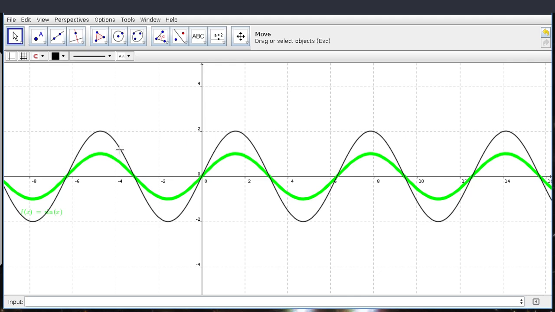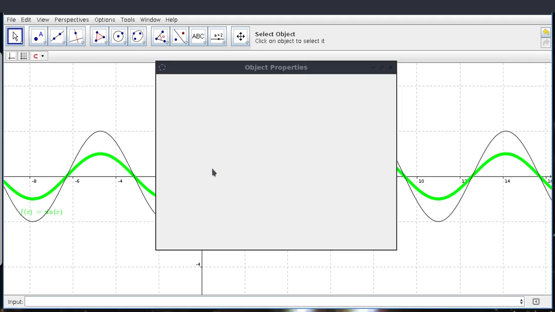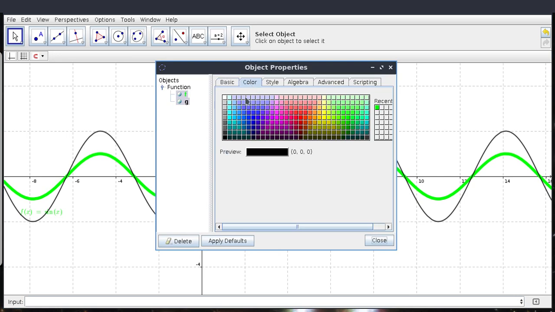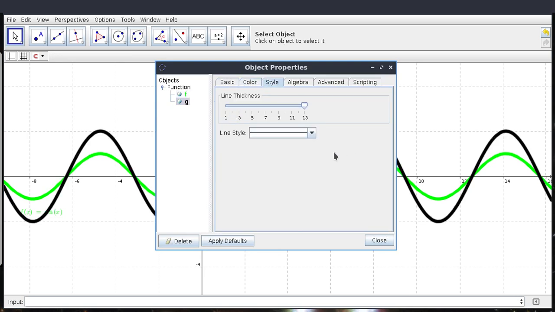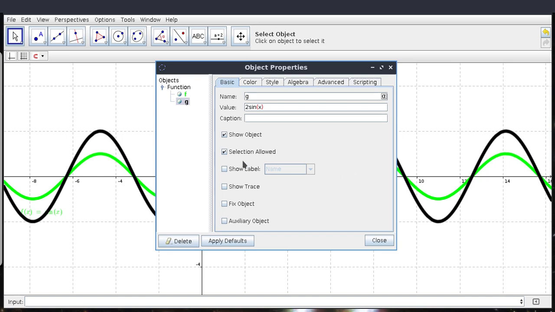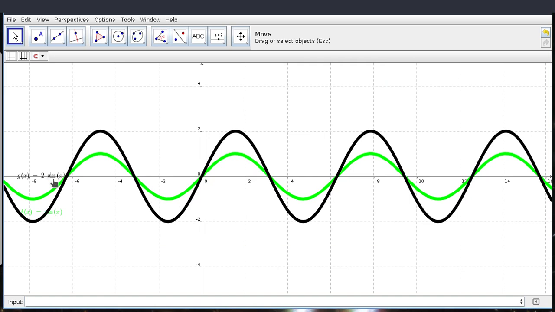Now, this other graph, let's keep it the color black. I want to make it thick. I want to see which graph it is. Nice. So here, we can see the original graph, the green graph, is y equals sine x. But the second graph is y equals 2 sine x.